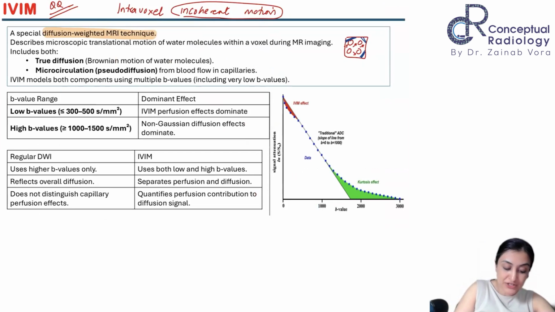So this is a special diffusion weighted MR technique. This describes the microscopic translational motion of water molecules within a voxel. Ignore this, read this. It includes both the true diffusion which you knew so far, which is Brownian motion, and it includes microcirculation, which we call pseudo diffusion. Understanding, everybody? So this is from the blood flow in the capillaries. So this is what is going to include both components.